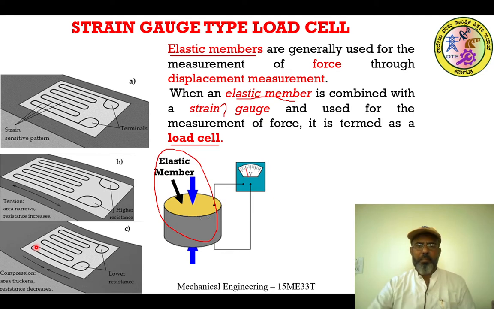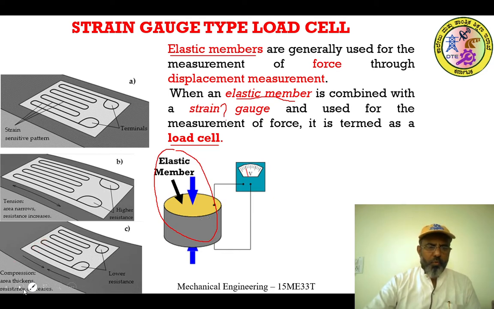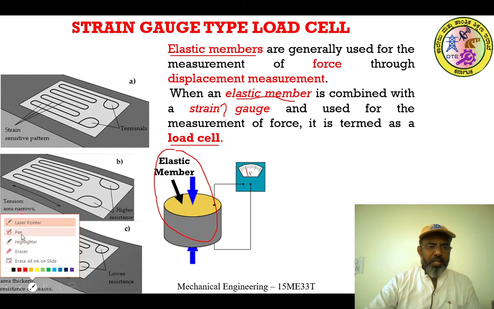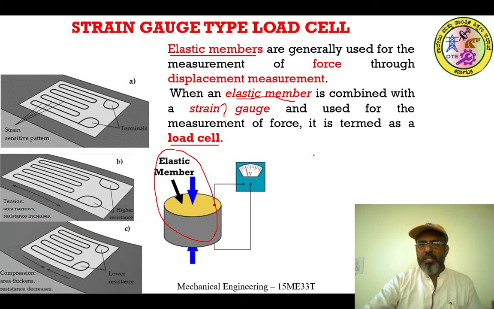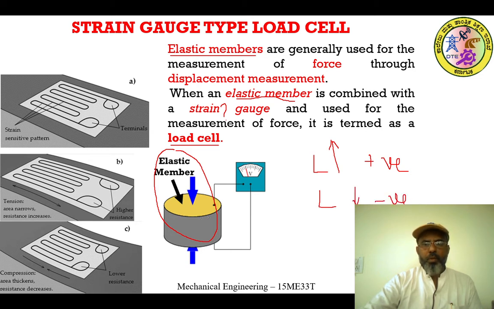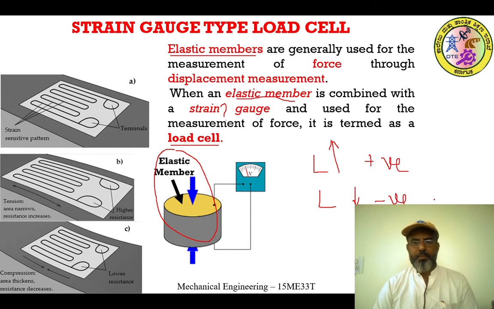Or simply you can remember that when the length is increased, we can consider there is a positive output of voltage. When length is decreased, we can have a negative output voltage. When length is increased, the output will be positive. When the length is decreased, we are going to have a negative output voltage.